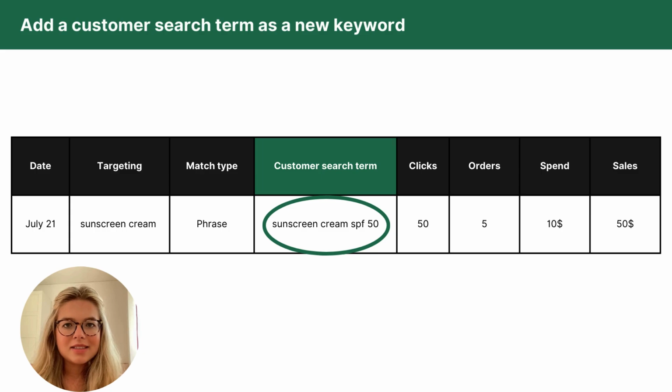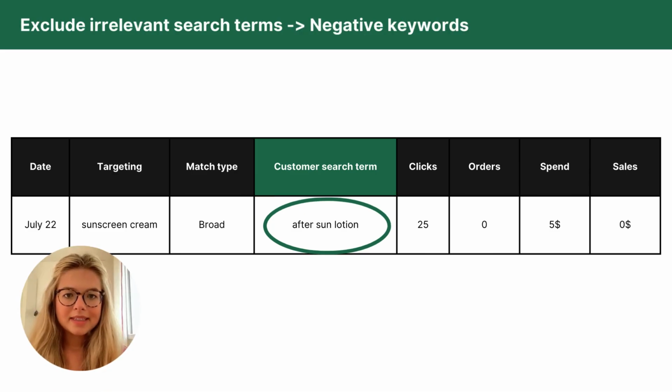Well, the reason is to set a specific bid per click. So, as an example, if this search term performs well, you might want to set a higher bid per click than you do for sunscreen cream, which is more general. In this row, we can see that we received 25 clicks and paid $5 for traffic from an irrelevant keyword. And by irrelevant, I mean that people that are searching for after sun lotion are not interested in buying sunscreen.